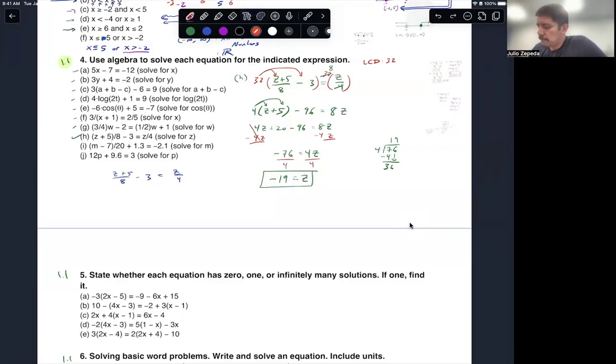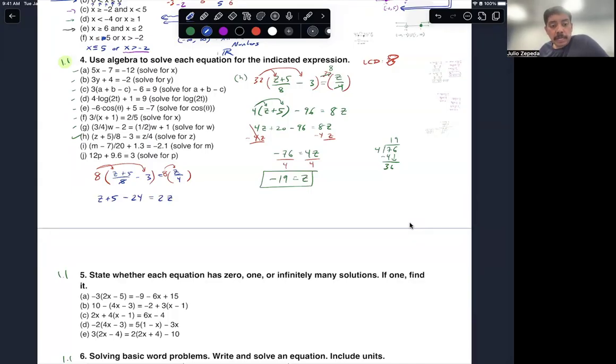Let's see. The LCD is actually 8, right? So we'll multiply by 8 on both sides of the equation. That will come out to multiplying each of the terms by 8. In the first term, the 8s will just completely cancel. And so we get z plus 5 minus 8 times 3, which is 24, and then equals 2z.